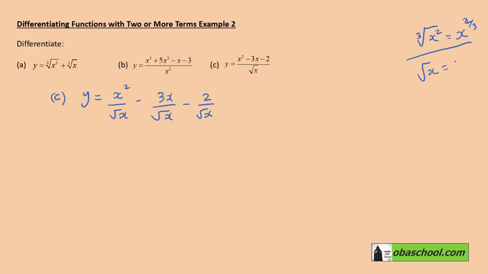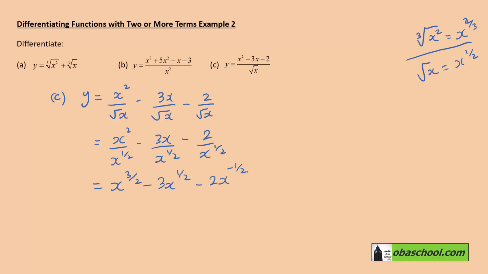The square root of x is x to the half. So what I've got is x squared over x to the half, take away 3x over x to the half, take away 2 over x to the half, and we subtract indices in this situation. So this one is x to the 3 over 2, this will be 3x to the half, and this one is 2x to the negative a half.